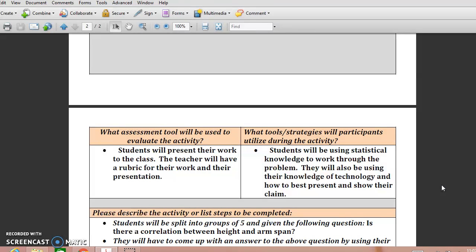What tools and strategies will participants utilize during the activity? Students will be using statistical knowledge to support their work through problems. They will also be using their knowledge of technology and how to present their work and show their claim.